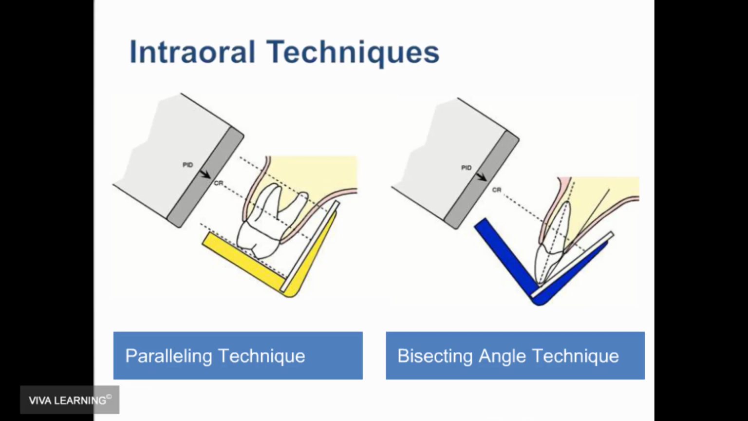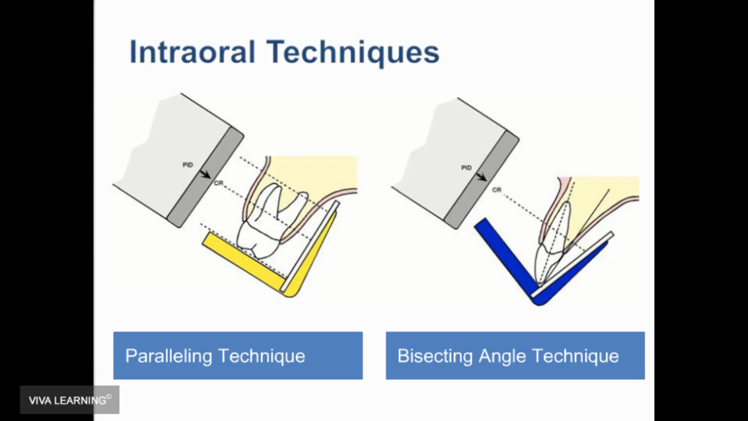Shifting gears a little bit, let's talk a little bit about technique. Technique is the critical principle behind a quality image. So with paralleling technique, we want the receptor, the tooth structure, and the open end of the PID in the same plane, so that the central ray strikes the tooth and the receptor at the same time, at the same angulation. This will produce the best quality image possible.